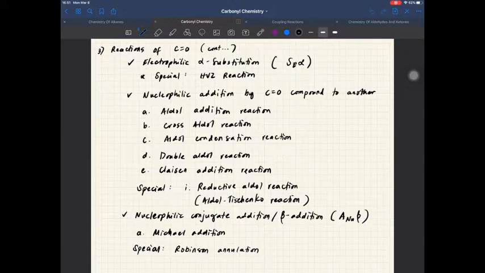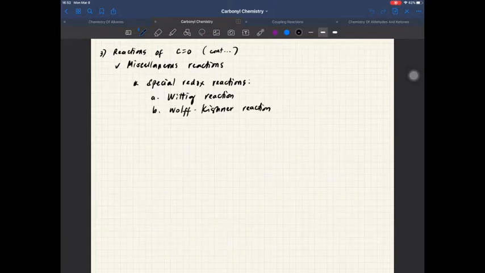and nucleophilic addition by one carbonyl compound to another, which includes the following subtopics: aldol addition reaction, cross aldol reaction, aldol condensation reaction, and finally double aldol reaction. In addition to that, we also have the glycine addition reaction. Furthermore, we would also be talking about nucleophilic conjugate addition, or the beta addition. And the last topic is miscellaneous reactions of carbonyl-containing molecules. These miscellaneous reactions include the Wittig and Wolff-Kishner reactions.